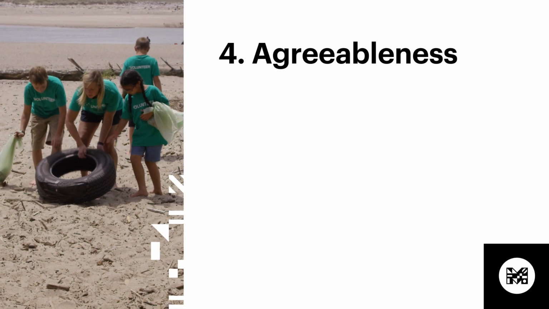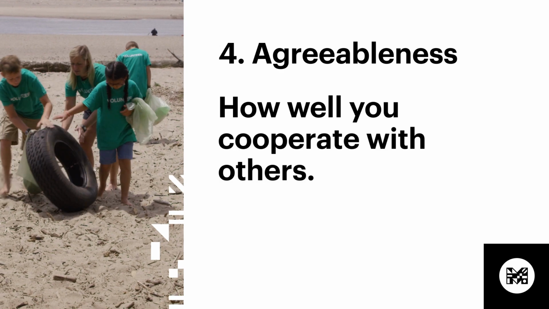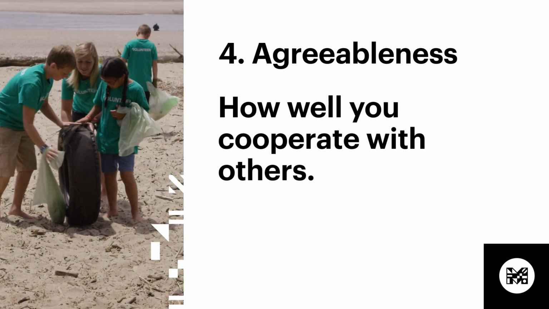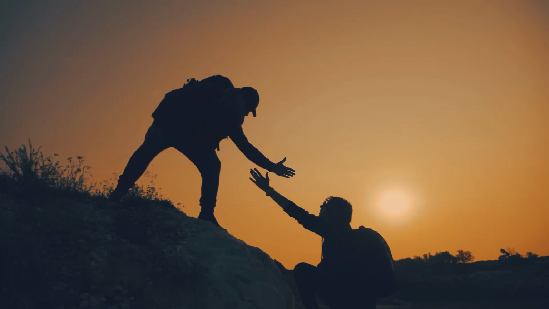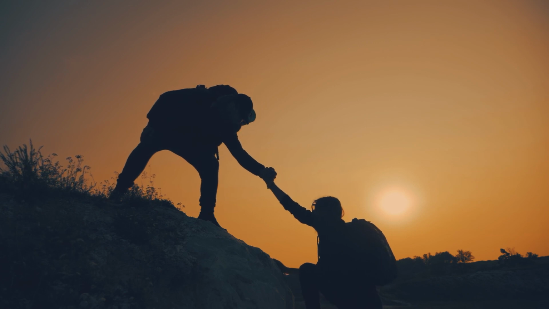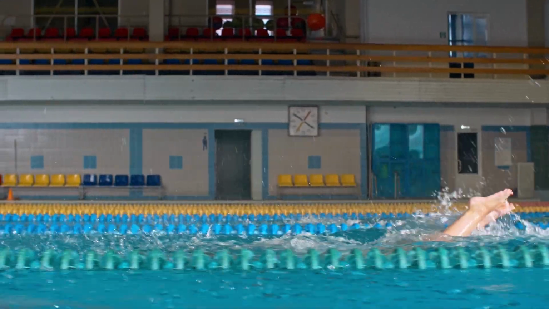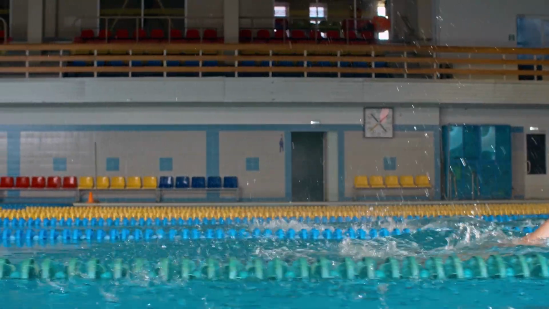The fourth of the Big Five personality traits is agreeableness, which has to do with how well you cooperate with others. Someone who is very agreeable is empathetic, kind, cares about others, and helps people when they're in need. On the other hand, people who are less agreeable are more competitive, tend to take little interest in others, and may sometimes come off as distant.